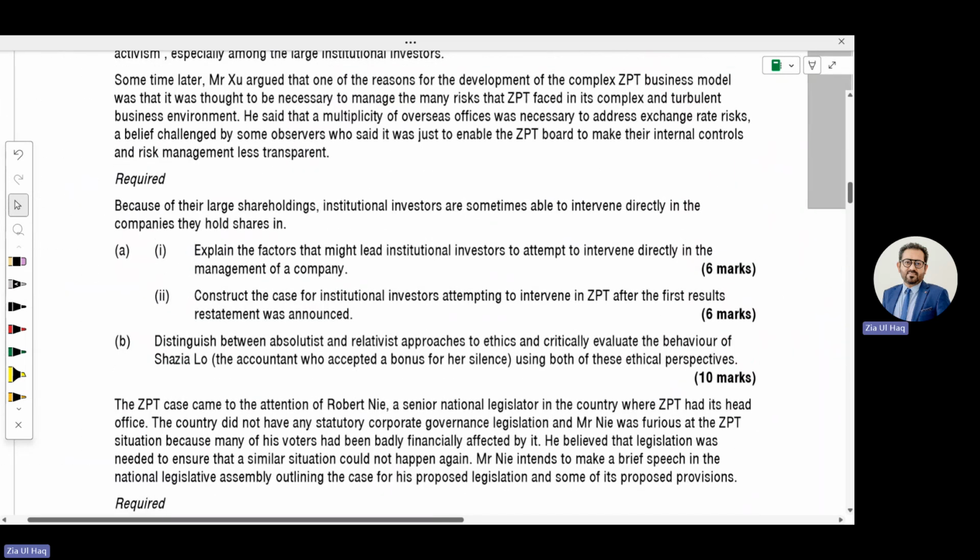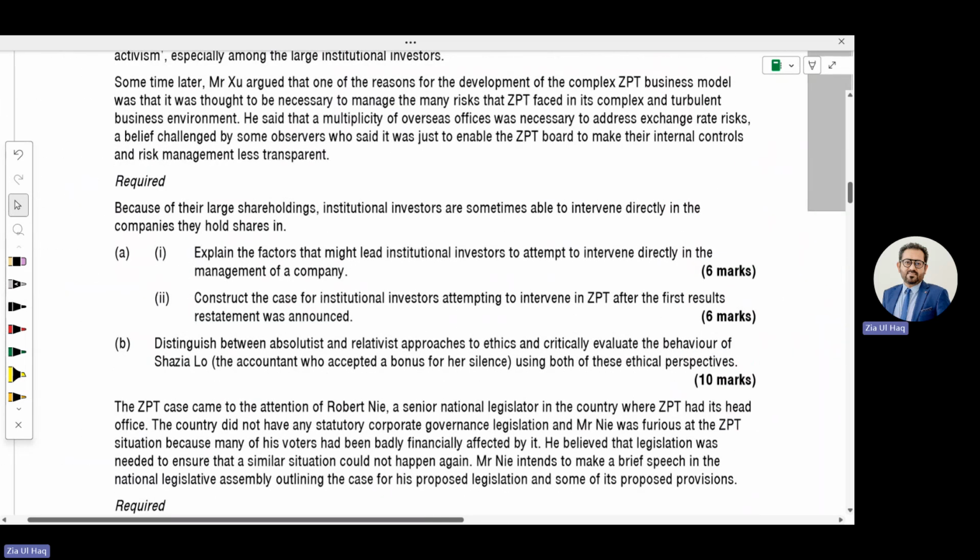What is the requirement of ZPT? Because of their large shareholding, institutional investors are sometimes able to intervene directly in the company they hold shares in. And where they intervene, we know: strategy, performance measurement, acquisition and disposal plan, internal control system, remuneration policy, compliance with law and regulation. So as large shareholders, institutional investors sometimes intervene in company affairs.